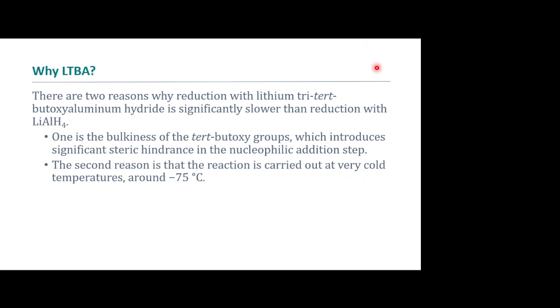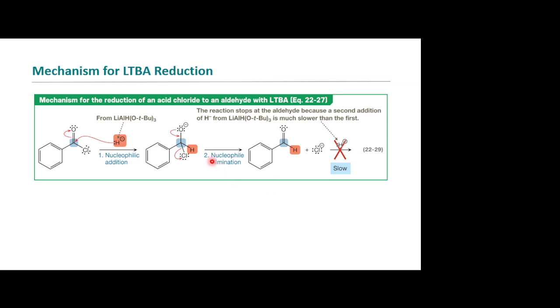So let's talk about some of the reasoning for this. The two major reasons why your reduction from your tri-tert-butoxy aluminum hydride is slower than the lithium aluminum hydride we'd been talking about before are these. Remember, that was the really good hydride source, the powerful reducing agent that reduced everything. One is, of course, the bulkiness, which I already implicated before. You're going to be introducing significant steric hindrance to the nucleophilic addition step. So this right here would be slower, but this next one ends up being even slower.